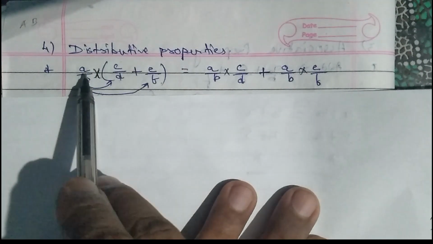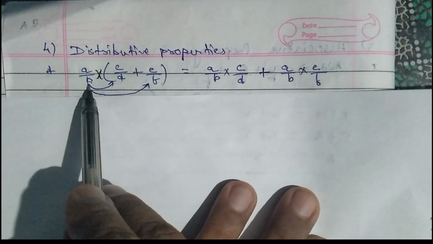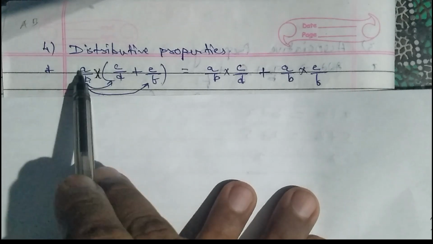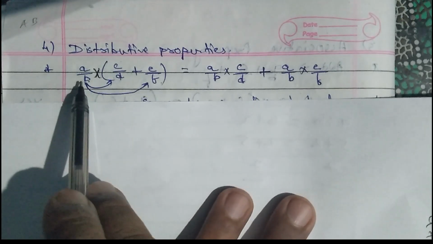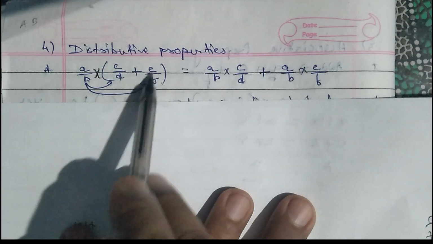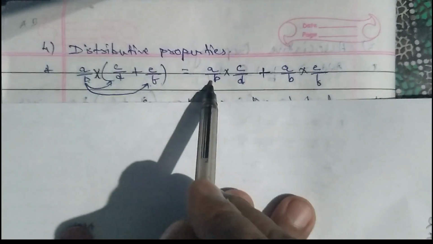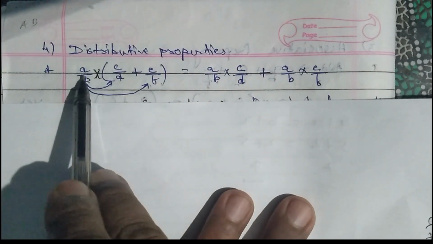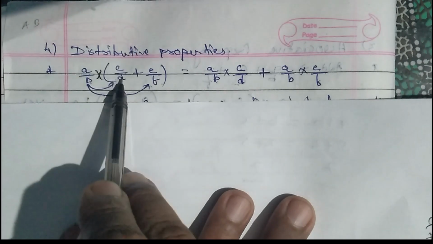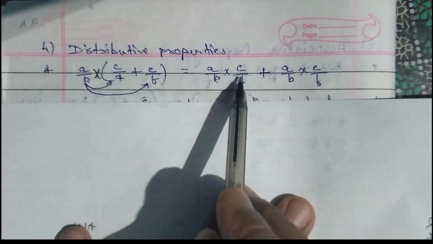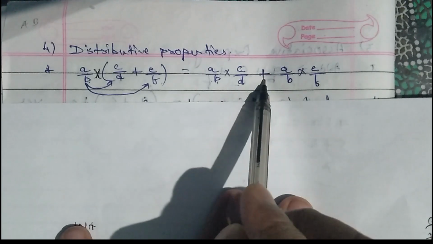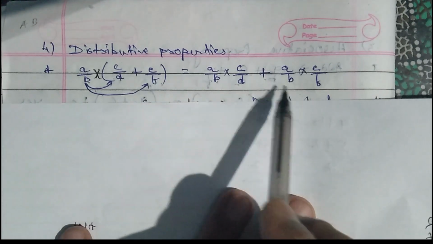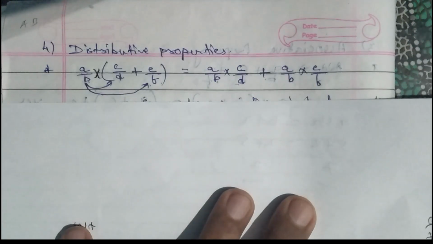Now in distributive property, A upon B is to be multiplied by C upon D, and also A upon B is to be multiplied with E upon F. So it can be written as A upon B multiplied by C upon D. You can see over here that I have made an arrow. A upon B multiplied by C upon D, and this plus sign is over here, plus again A upon B multiplied by E upon F.